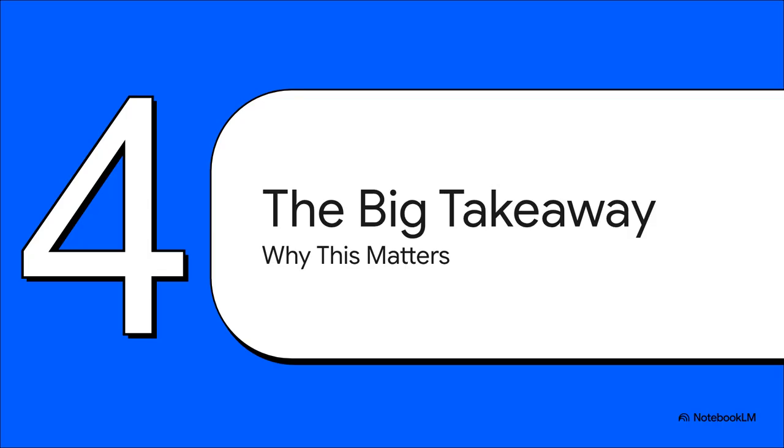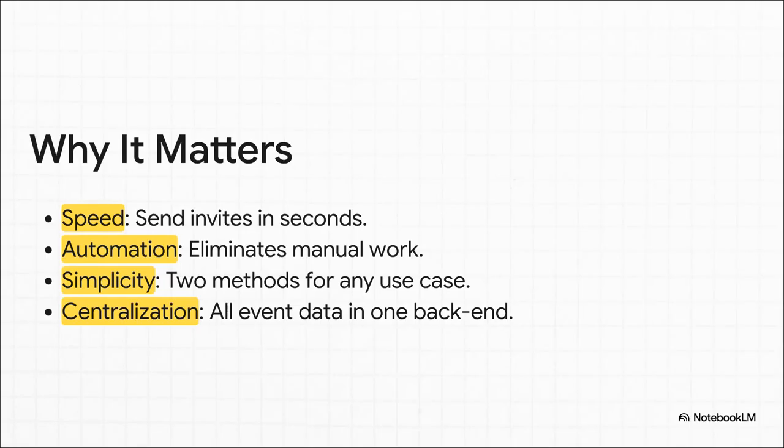So we've seen the architecture, we've seen the two ways to send invites in action, but what's the big takeaway here? What does all this really mean for anyone trying to get people to show up to something? When you boil it all down, the value here really comes down to four things. First, speed. You're generating pages and sending invites in seconds, not hours. Second, automation. You can say goodbye to manually creating calendar invites for every single person. Third, simplicity. You've got two super straightforward methods that cover pretty much any situation you can think of. And finally, centralization. All of your event data lives in one clean, powerful backend, which just makes everything so much easier to manage.